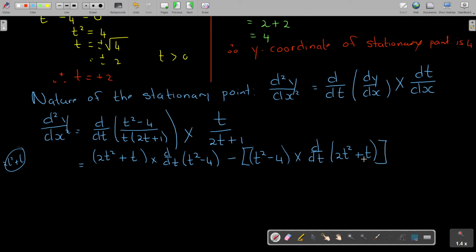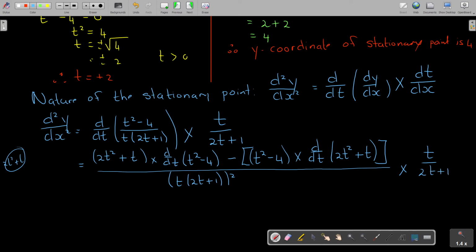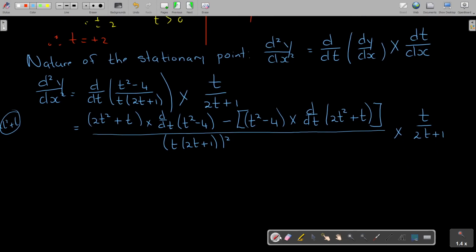Okay. And then it's over, and I take the denominator and I square it. Okay. And I multiply with the t, leave it for last, 2t plus 1. Okay, now let's just do all this writing. So in the first case, I'm just having the bracket 2t squared plus t. And if I differentiate that one, it's 2t minus.